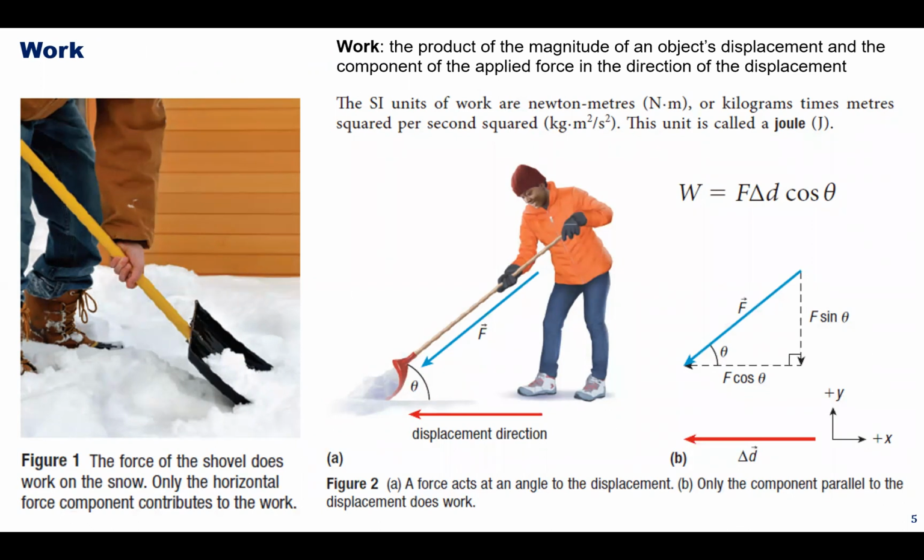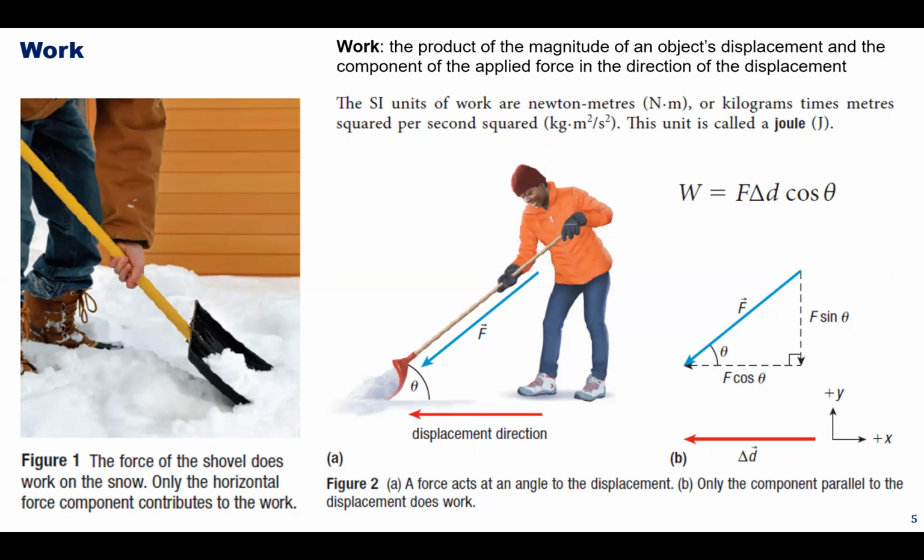Work depends on the magnitude of the force applied to an object and distance the object moves. In fact, work depends only on the object's displacement in the direction of the applied force, and not displacement perpendicular to the force. In other words, the work depends only on the component of force in the direction of motion and not the force perpendicular to the motion.